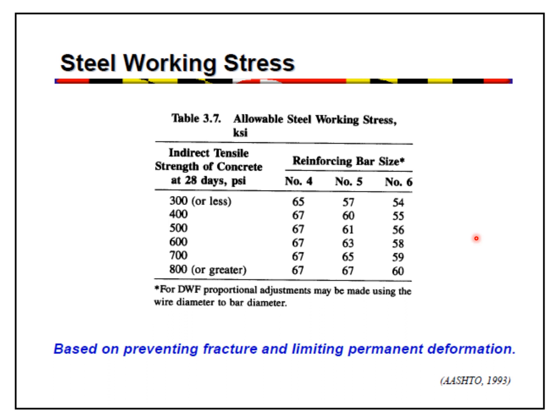Now there is one footnote which is written for DWF: proportional adjustments may be made using the wire diameter to bar diameter. Well, DWF stands for distributed wire fabric. I will repeat, DWF stands for distributed wire fabric. So this table is based on preventing fracture and limiting permanent deformation.